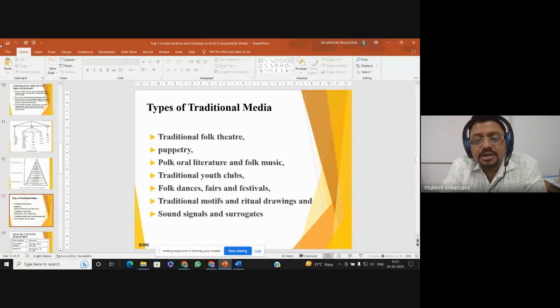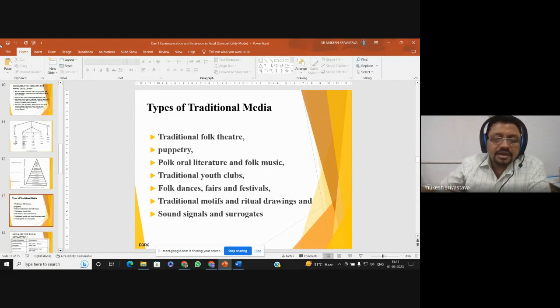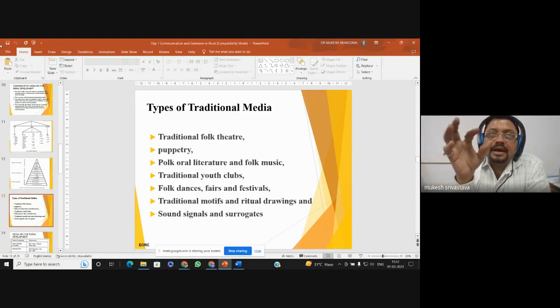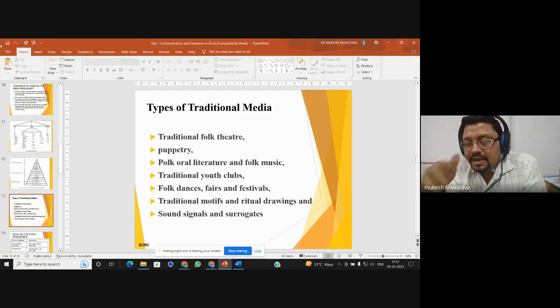Even folk dances, fairs, and festivals we organize in different villages. What these folk dances, fairs and festivals do is bring together the different cultures of that particular area at one place, and these are the times when we can spread the word, or communicate, or promote different things, like different government schemes, different programs related to it, different information related to their farming, and different health issues in that particular area.